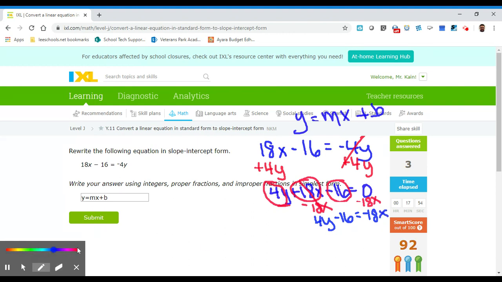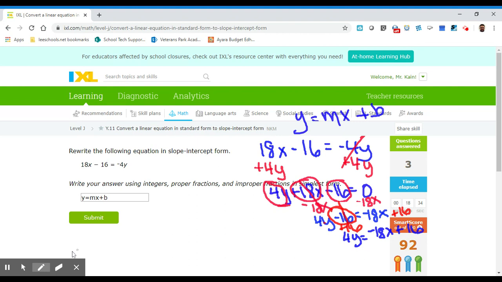Let's continue this process. Again, we want the y-intercept on the right-hand side, which is this term. So let's add 16 to both sides. That will get rid of it on the left. Cancel it out, and it will leave you with 4y equals negative 18x plus 16. It's looking a lot like slope-intercept form to me. We got the y in the right place, the slope in the right place, and the y-axis intercept in the right place.